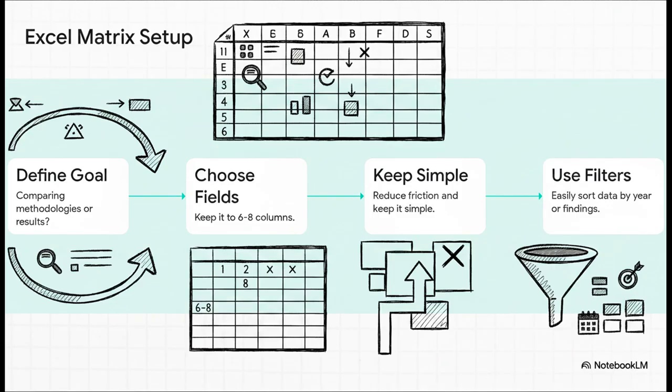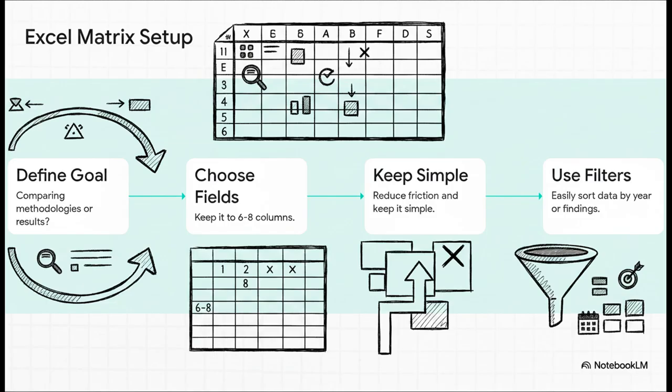What exactly are you trying to achieve? Are you comparing methodologies, maybe evaluating differing results, or tracking a specific demographic? Second, choose your fields carefully based on that goal. Third, and honestly this is crucial, keep it simple. Start with just 6 to 8 columns.